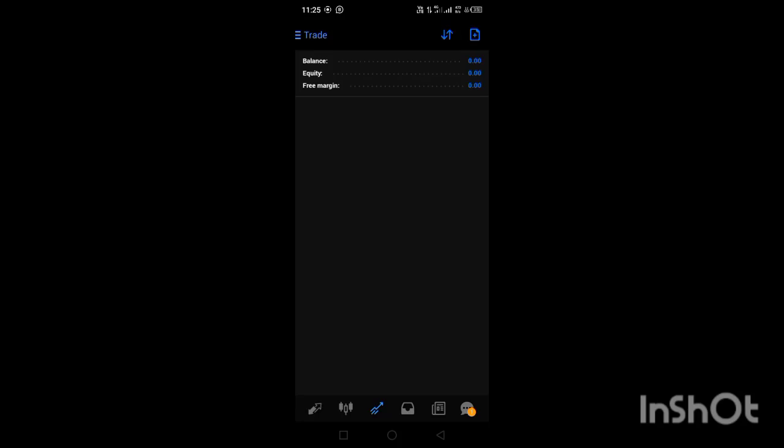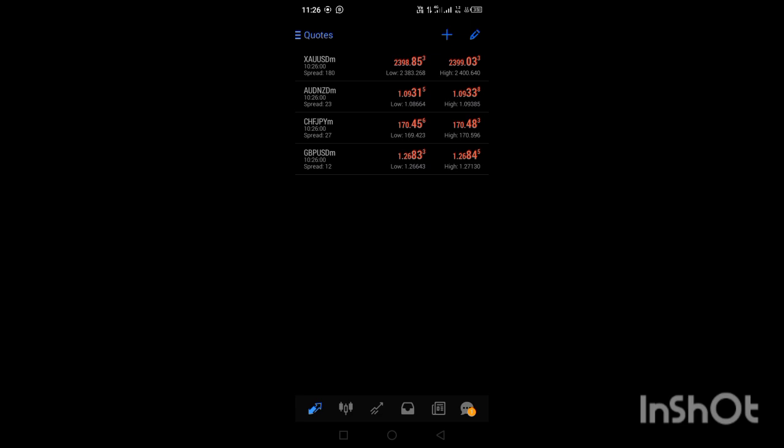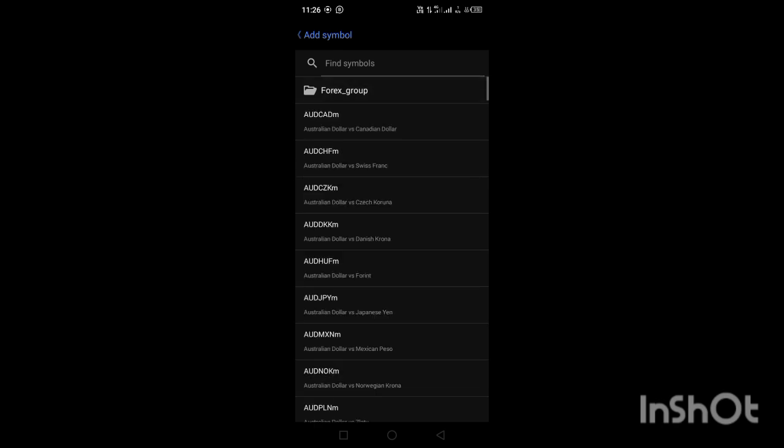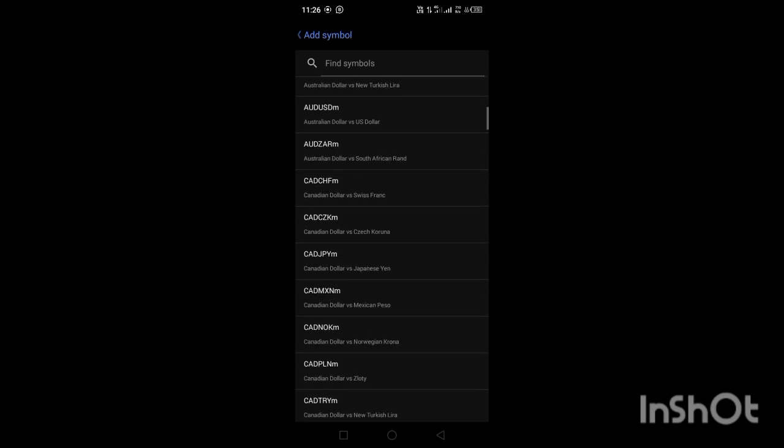When you go to your MT4 or MT5 and tap on the arrow, the two arrows facing front and down, you see your currency pairs. When you tap on the cross, you see Forex Group, Crypto Cross, the indices, and plenty of other things there. Then when you click on Forex Group, you will see all the currency pairs that you can trade.